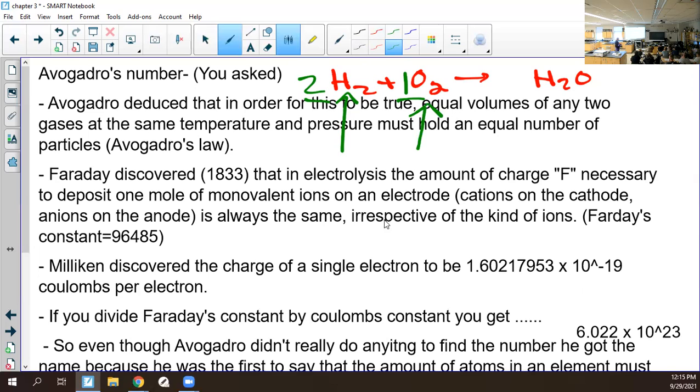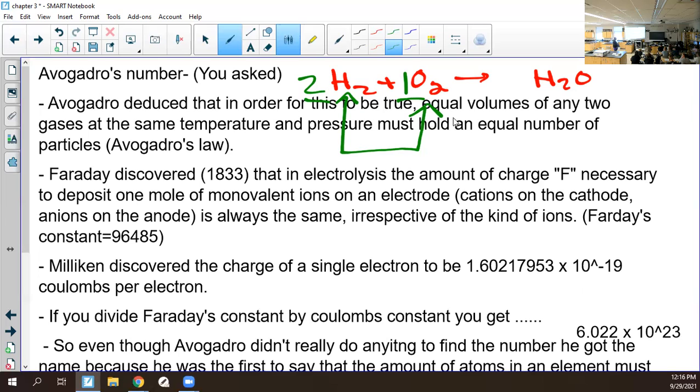So he said if you have a certain amount of gas, you're going to have the same amount of atoms in a certain volume. Okay, so he was the first one to say that the number of atoms in an element must be the same. And that's where he ends up getting the name. He's the first one to say it, but he has no idea what they are.